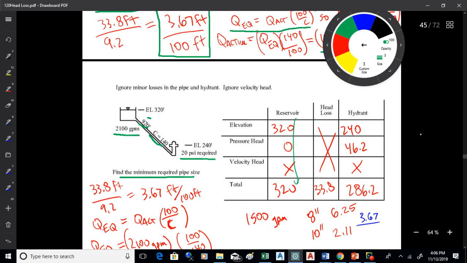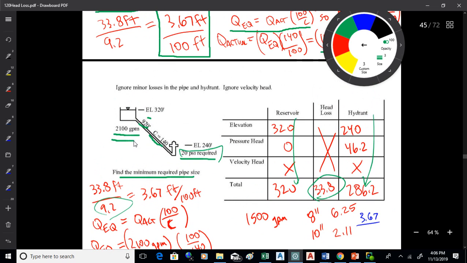We get 320 for the reservoir, a total energy of 286.2 for the hydrant, and the difference is 33.8. Divide that by 9.2, and we get 3.67 feet per 100 feet of allowable head loss. Any more head loss than that, and our residual pressure will go down too far. So that's the highest head loss we can have and still keep the 20 psi residual.